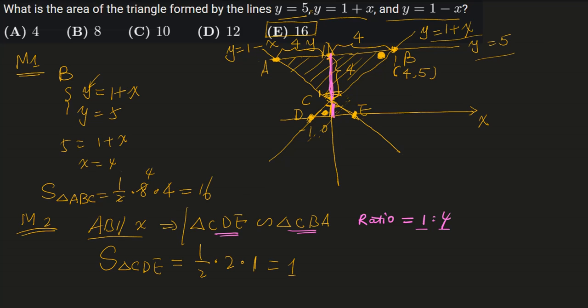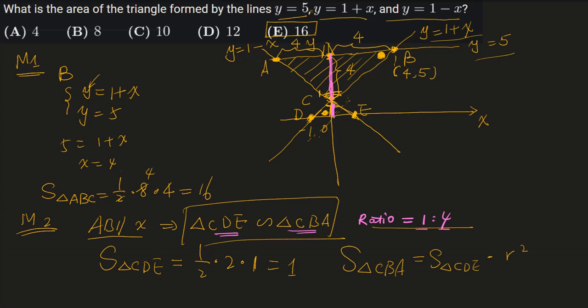And since these two triangles are similar with a ratio of this, the area of triangle CBA, which is the shaded area, equals the area of the smaller triangle CDE times the square of the ratio, so R squared, right? And it's 4 to 1 because it's larger to smaller. And this is 1, this is 4 squared. Therefore, that's 16. So we get the same solution, 16, as well.